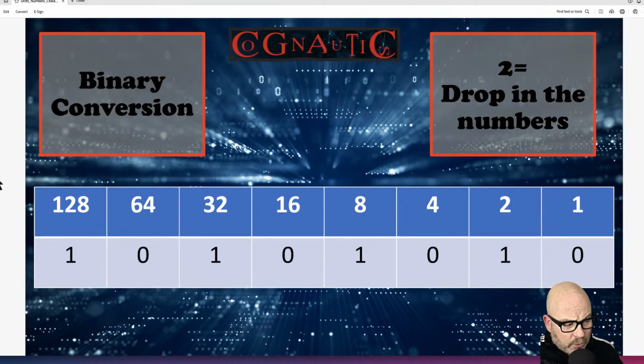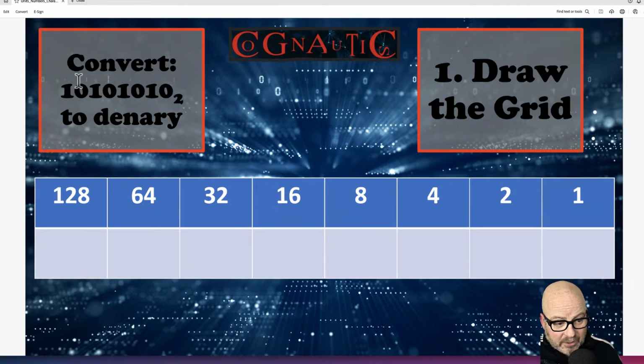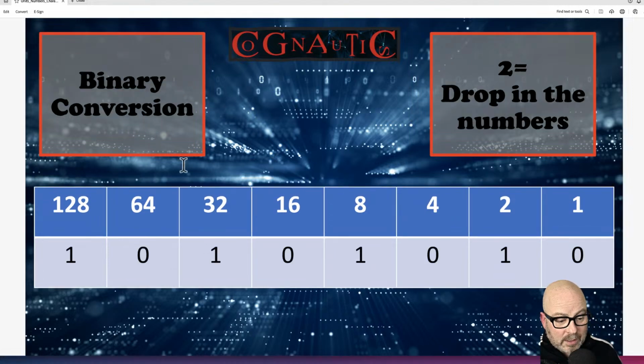So you've drawn your grid, okay? The next thing is you drop the numbers into the grid. So do you remember, I'll go back a step. The number we were converting was this one here: 10101010. Happy? So all you've got to do is drop that one into the grid. 10101010. Okay? That's it. If you've done this so far correctly, you've probably eliminated any chance of messing up.